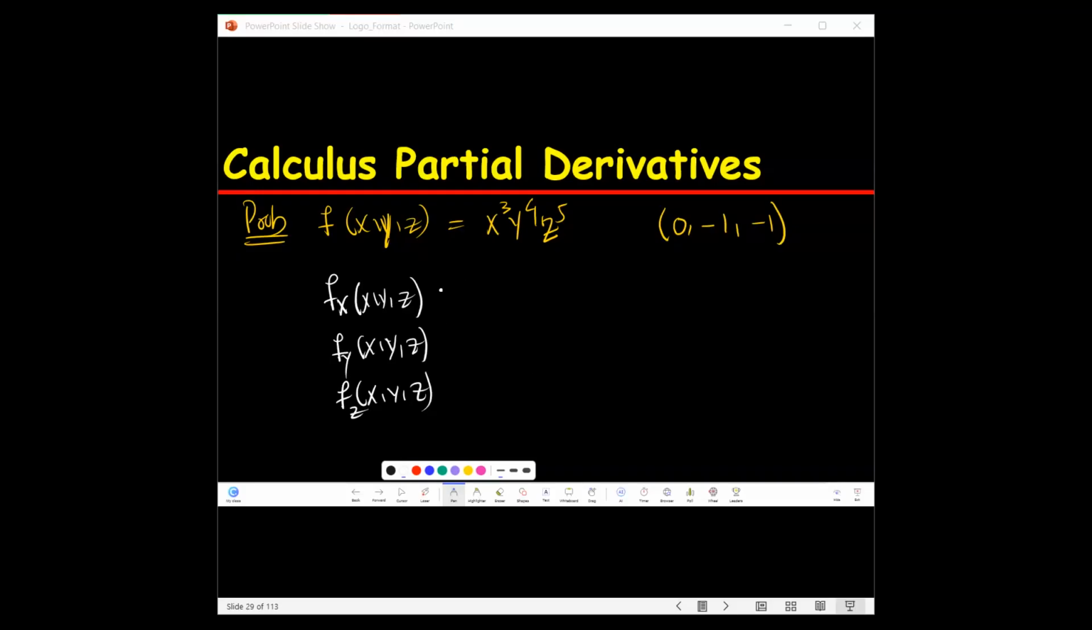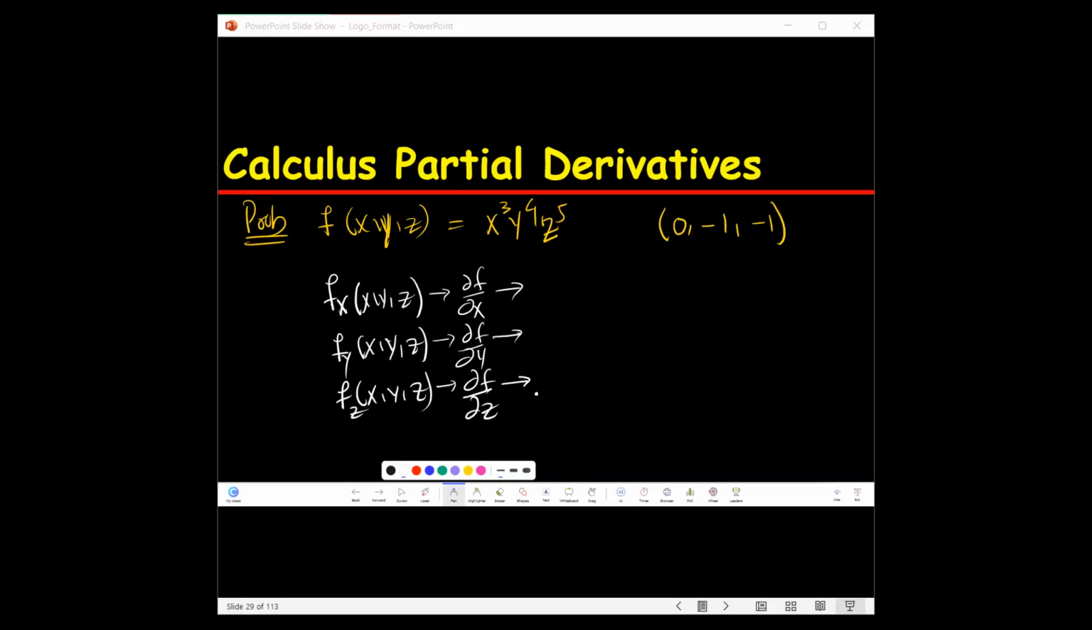You can write it maybe another way. You can write like this, the way we used to write. Make sure the way it's written is not going to confuse you. There are a bunch of different ways a partial derivative can be written.